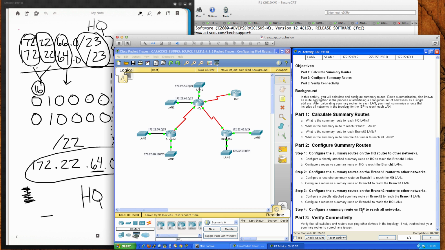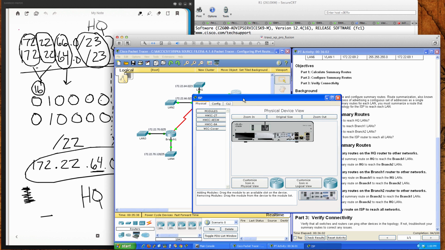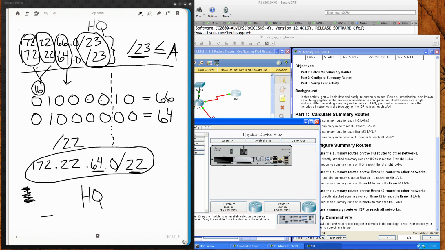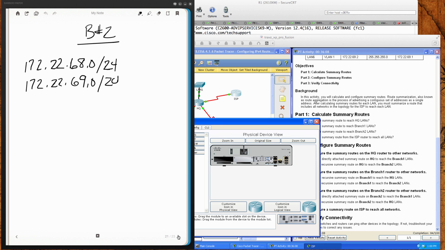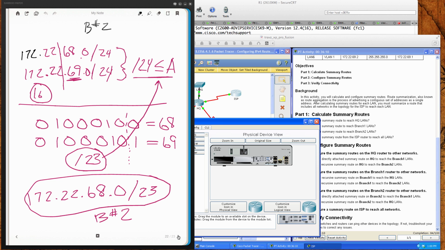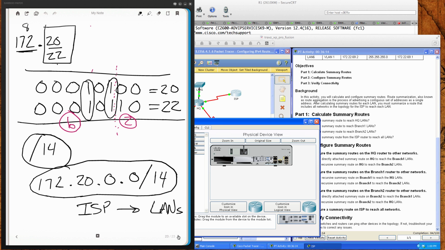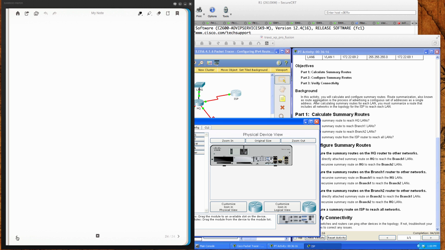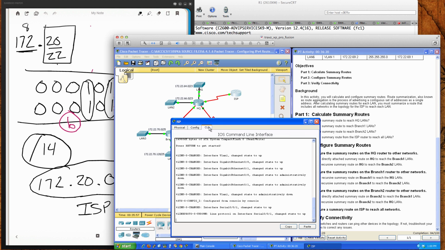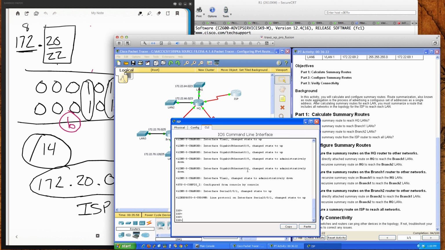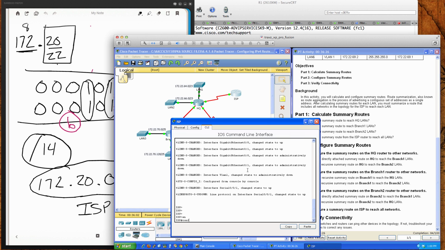Configure a summary route on the ISP to reach all networks. This is nice because we did all that work to figure out what that summary route should be. So let's go ahead and use that summary route we created, which is a 172.20. All right, so user exec into privilege exec into global config.